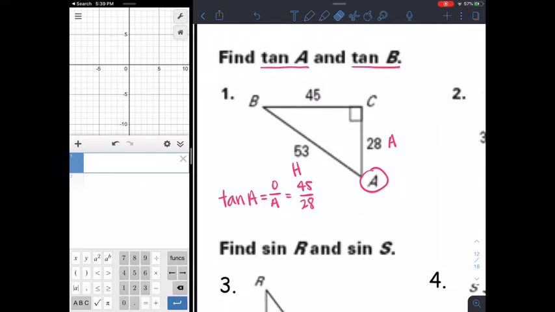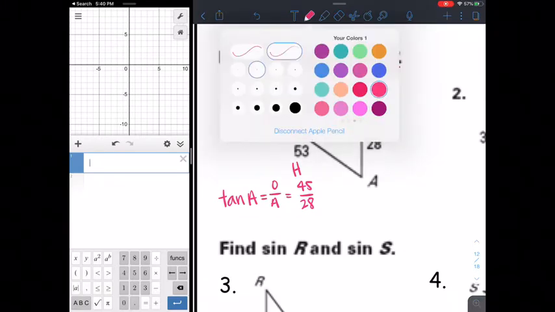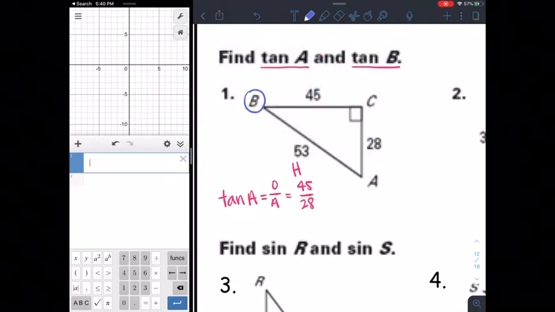Now, I'm going to go back and take out those letters. And now I'm going to focus, I'm even going to use a different color, on angle B. So now if B is my theta, my hypotenuse stays in the same spot. My opposite is now the 28, and my adjacent is now the 45. So if I want the tangent of angle B, then the ratio that I'm looking for is the opposite over adjacent. And in this case, the opposite is 28, and the adjacent is 45.